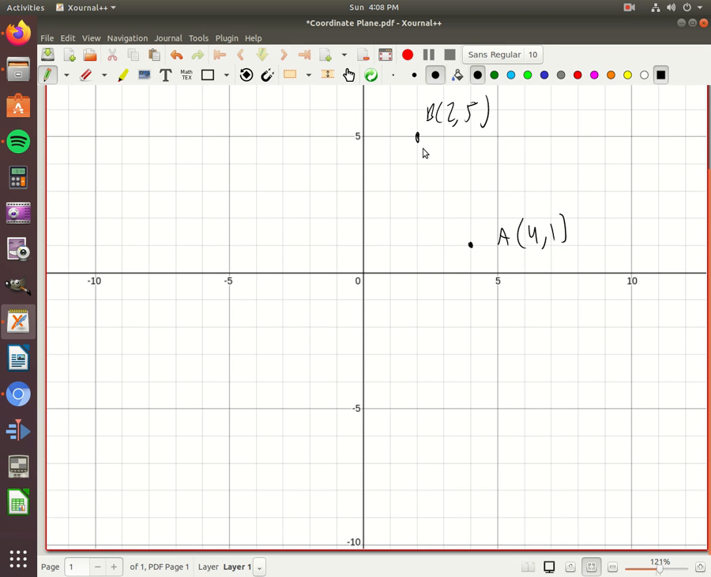It asked us to plot these points and then rotate them 90 degrees. So this would be my new up, this would be my new down, this would be my new left, this would be my new right. To get to point A, I went right 4, up 1, so I'll go right 4, up 1. This will be my A prime. To get to B, I had to go right 2 and up 5, so I'll go right 2 and up 5. This will be my B prime. I hope we're okay with all that.